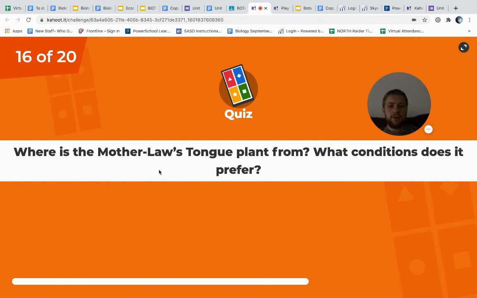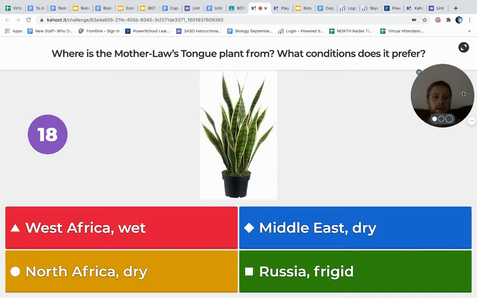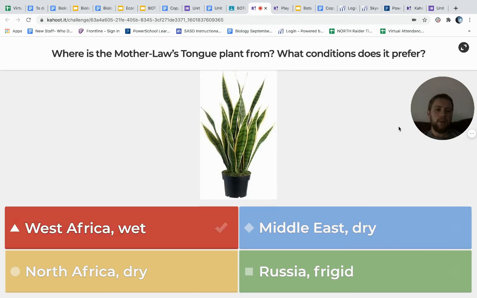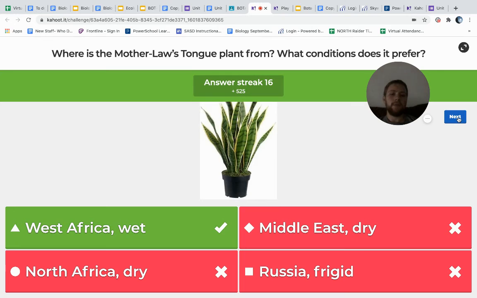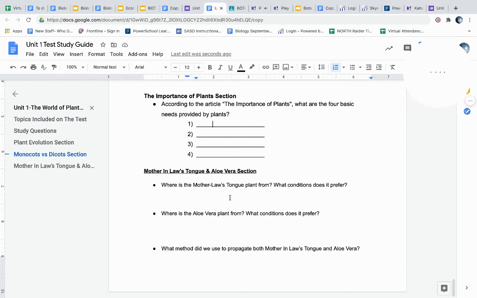Where is the mother-in-law's tongue plant from, and what conditions does it prefer? All right, so this is one you're going to kind of have to remember, but you can use the context clues to narrow it down. Does this look like a plant that would grow in Russia in a frigid climate? Definitely does not. Also doesn't really look like a plant that would grow in a really dry climate. So the only option that's wet is West Africa, where it is actually from. And we talked about that in a prior slideshow, the informational mother-in-law's tongue plant slideshow, right? And if you're looking for where that is on the study guide, you can fill it in right there, as well as the other 2 that will follow.